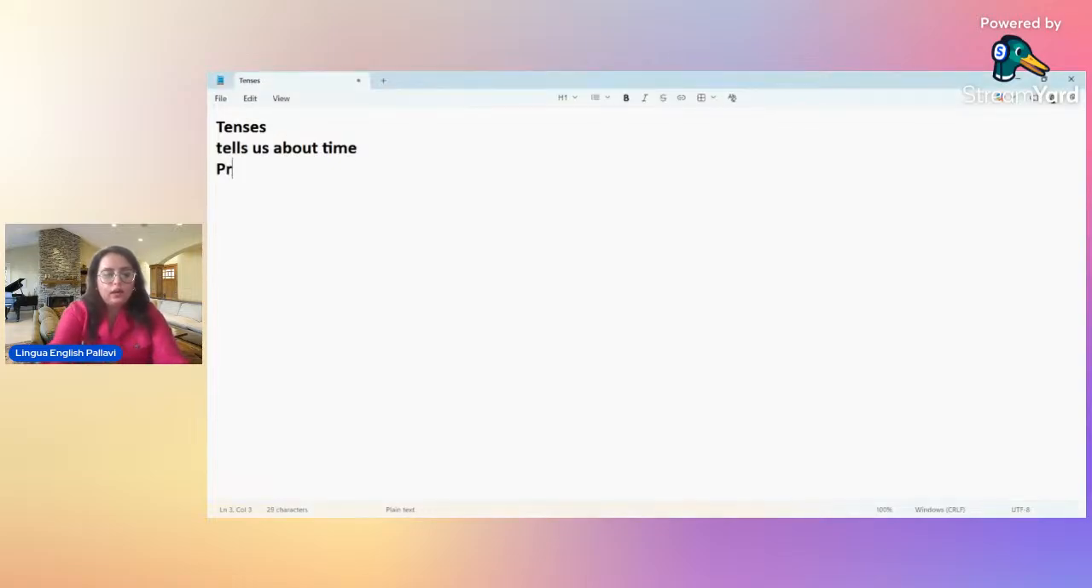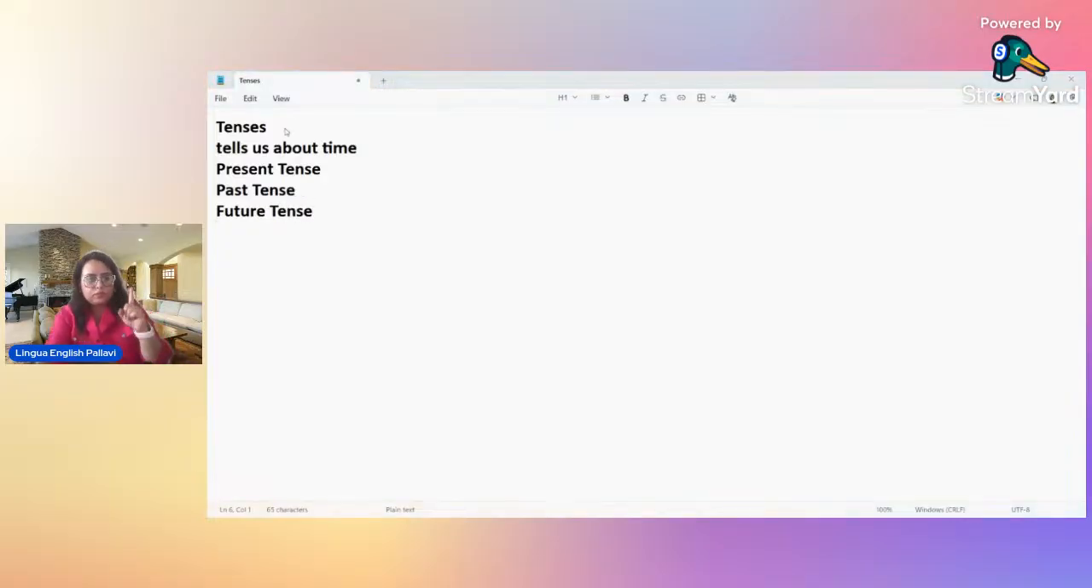So, as we all know, there are three main types of tenses: present tense, then the past tense, and after that the future. So tenses tell us about time, and there are three main types of tense: present tense, past tense, future.